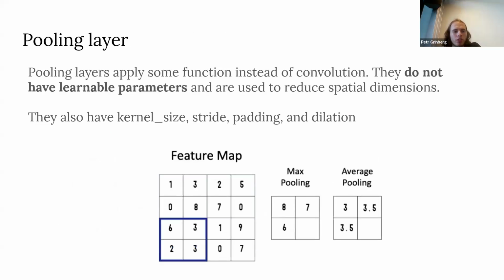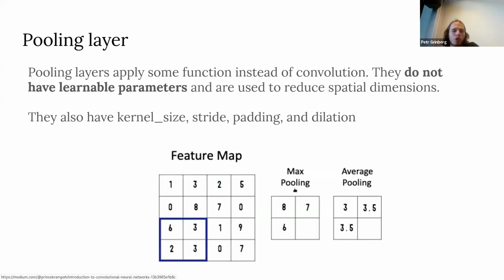And now we have the pooling layer. So a pooling layer applies some function instead of convolution, but also filter-wise. So instead of having this weighted sum as your filter, you might have a different operation, and you don't have learnable parameters. So you also save some memory here.